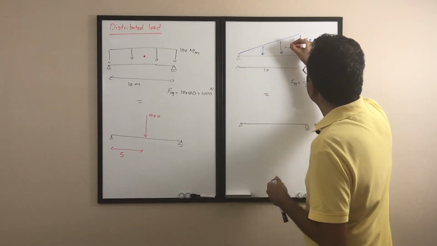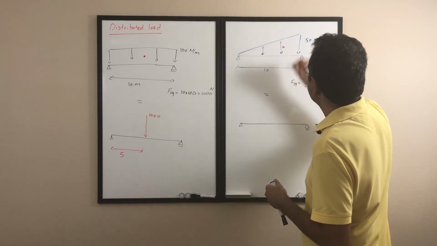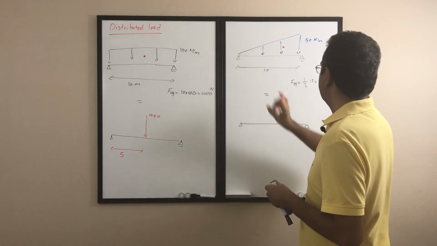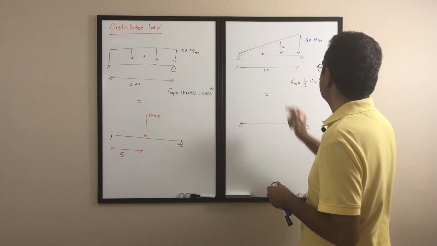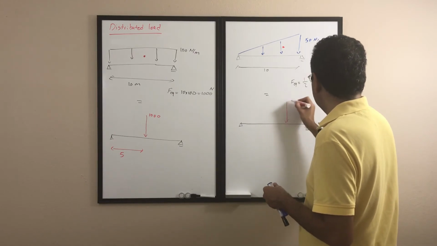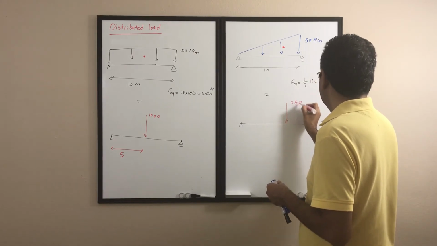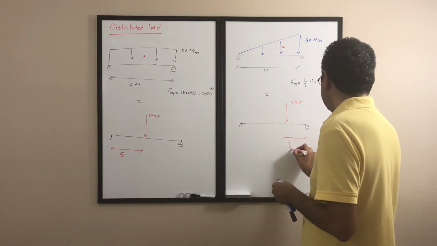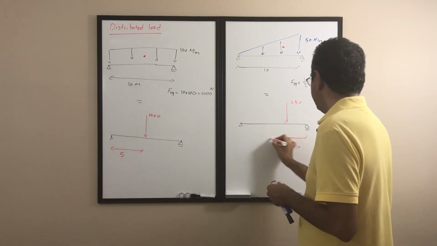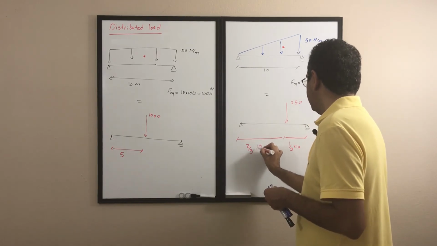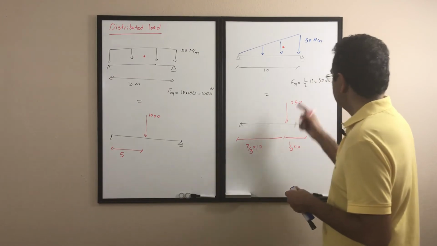The centroid of the triangle is here. We know that the centroid of the triangle is 1/3 from the base and 2/3 from the other end. So it's 1/3 and 2/3. So I know that's going to be here. The magnitude is 250, and the distance from this end is 1/3 of 10, and from that end is 2/3 of 10.